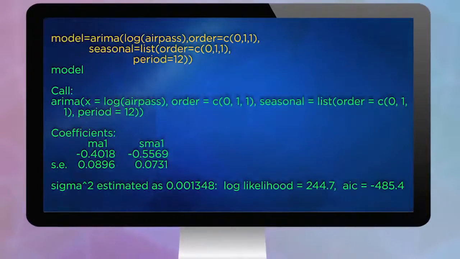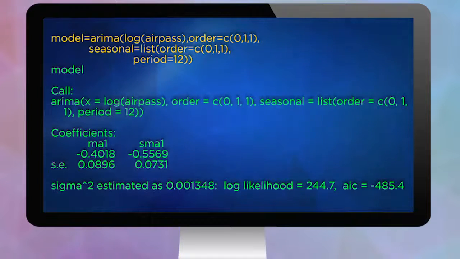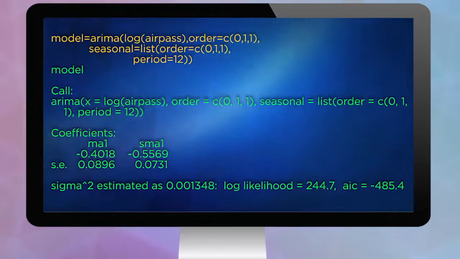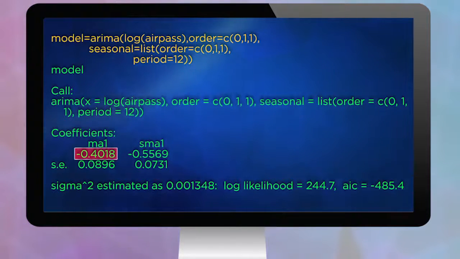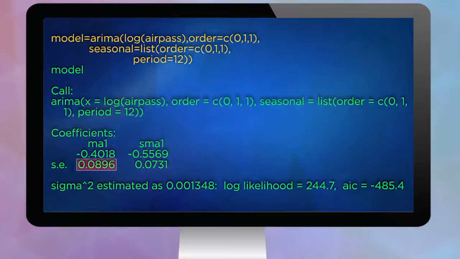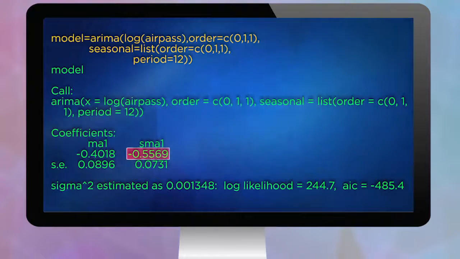Here's the output that we get from R. So we got to estimate that theta 1 and that theta 2, and R does that automatically for you. For our model, we're going to use the ARIMA function, and we're applying ARIMA to the log of our data. Notice it gives us the coefficients. So MA1 has a coefficient of minus 0.4018, and you see the associated standard error. And that SMA, that's the seasonal coefficient for the MA12 model, which gives us a value of negative 0.5569.